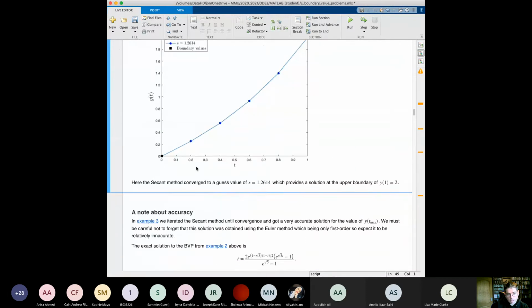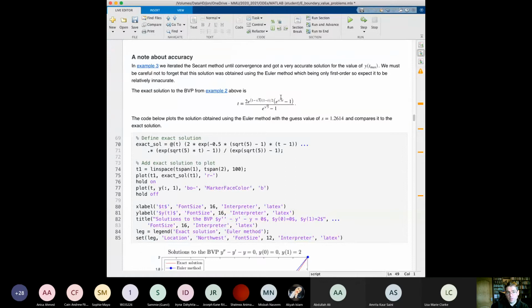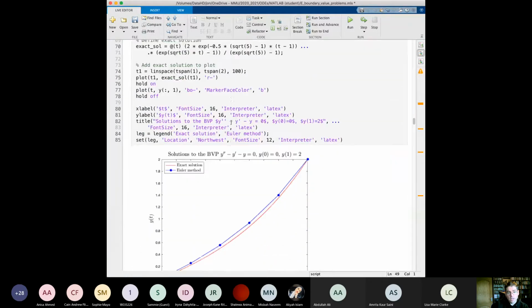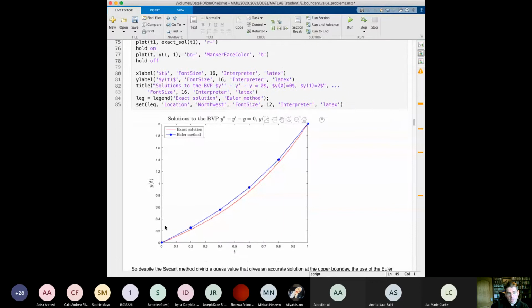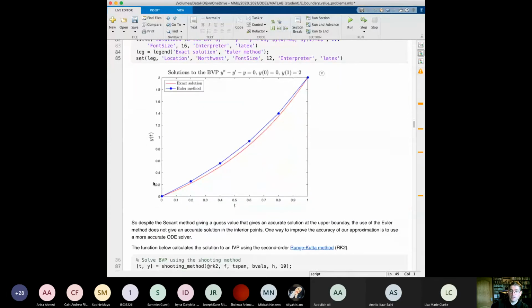If we compare that to the exact solution, which is given in here, the red line is the exact solution, and you can see that's our Euler method solution. So you can see we still have some separation between our numerical and exact. Despite the secant method giving values of our guess values to within 10 to the minus 6, it's the Euler method that's letting us down.